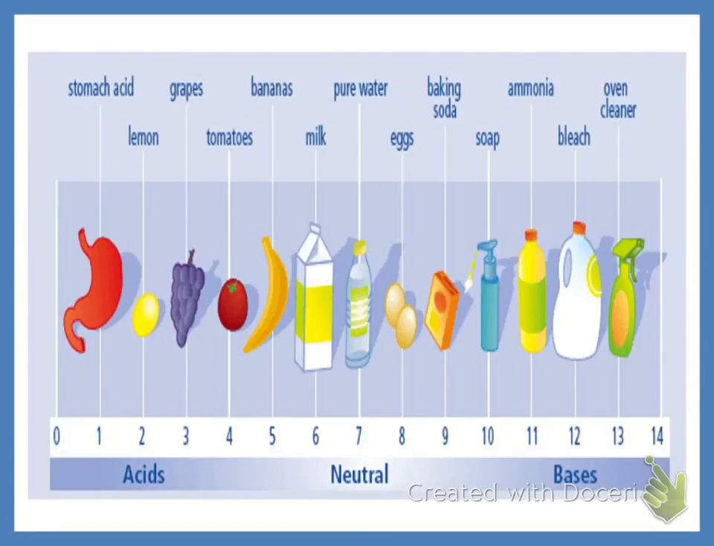So here are some common items of everyday use that you can see that are acids or bases. Things like fruit are acidic, stomach acid is very acidic, and then your cleaners like soap, bleach, and oven cleaner are going to be basic. And then pure water, and when we say pure water, we mean nothing in it, it's just H2O, it's going to be neutral.